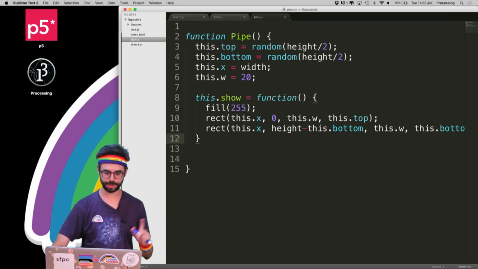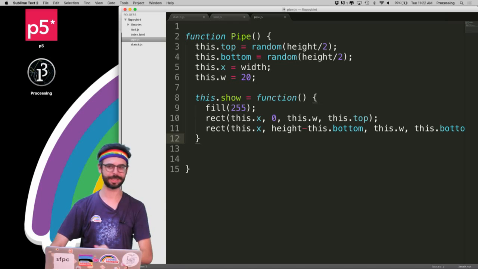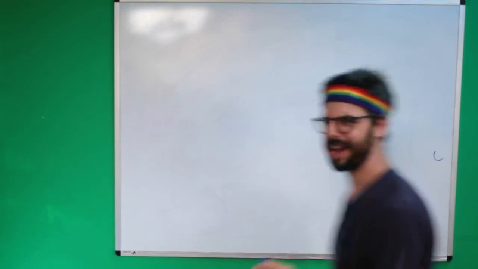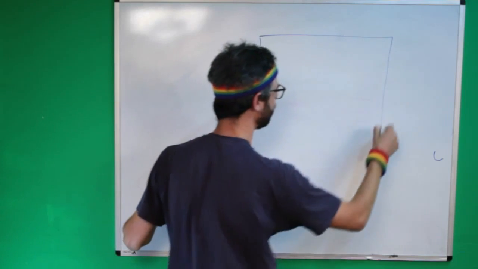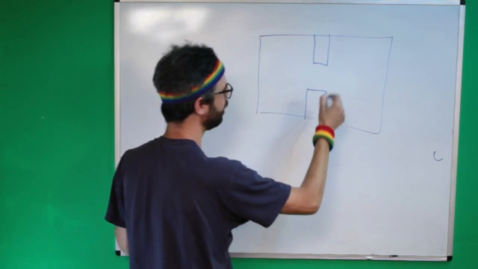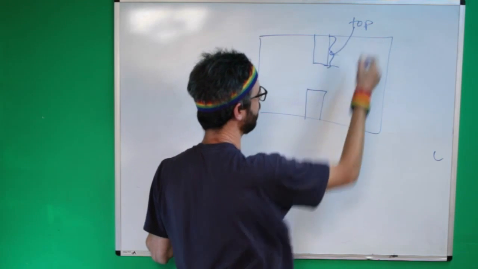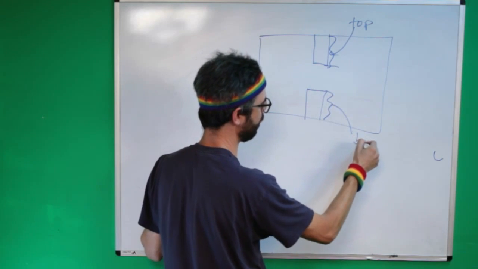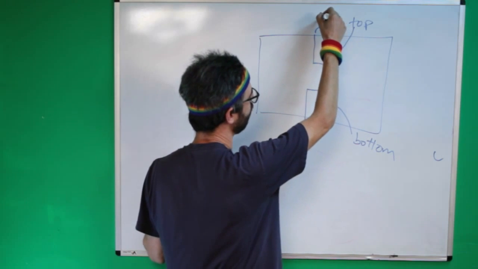So I'm actually going to now go back into the video and draw a quick diagram. Okay, in case this isn't making sense to you, let's do a quick diagram here. What I'm trying to do is create something that looks like this. So I need two random numbers. This length is what I'm calling top. This length is what I'm calling bottom. And this width is what I'm calling W.